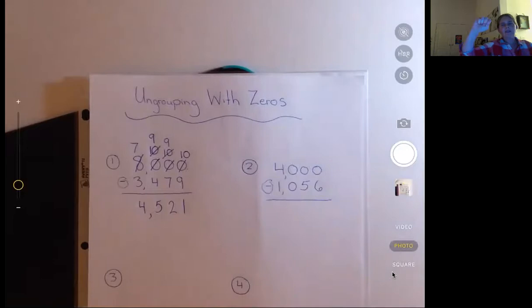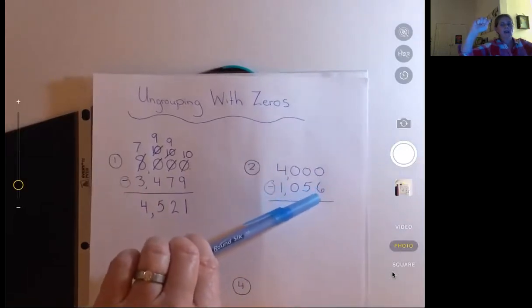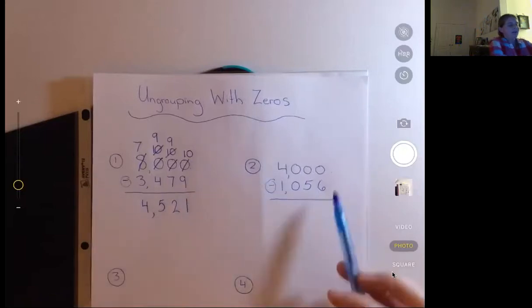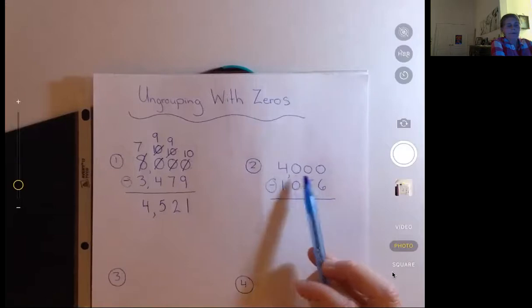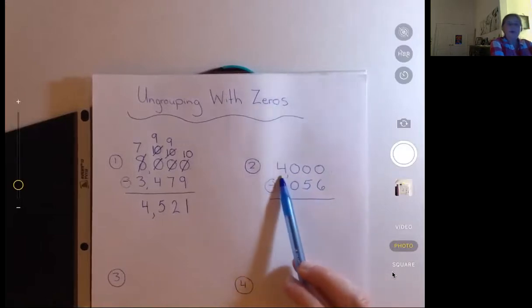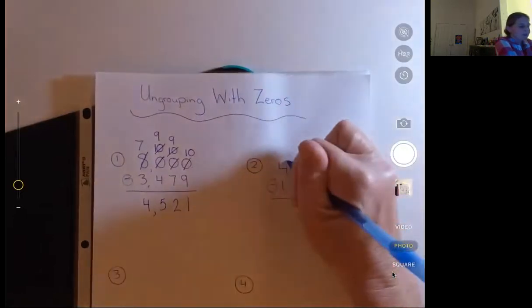Again, if I have 0, I have nothing. I can't possibly take 6 away from nothing. How do I get more? I've got to go looking to my neighbors. None of my next door neighbors have them, but I'm going to go way over out to the 4 because that's the first digit I see that has some extras. So I'm going to ungroup.